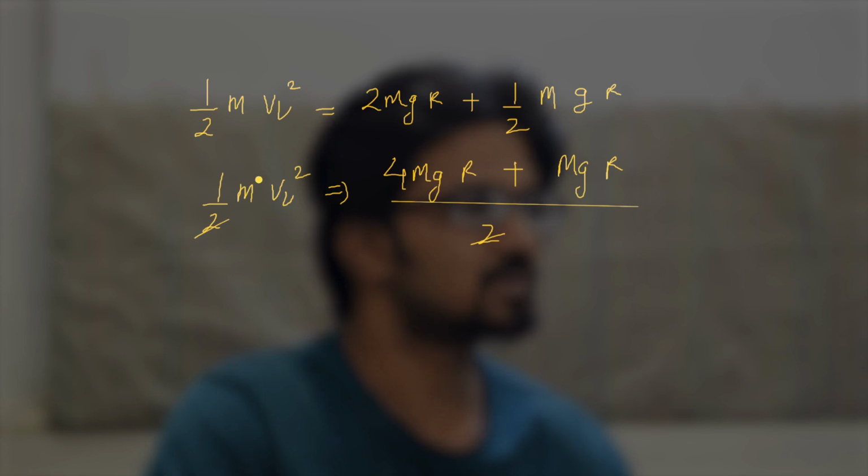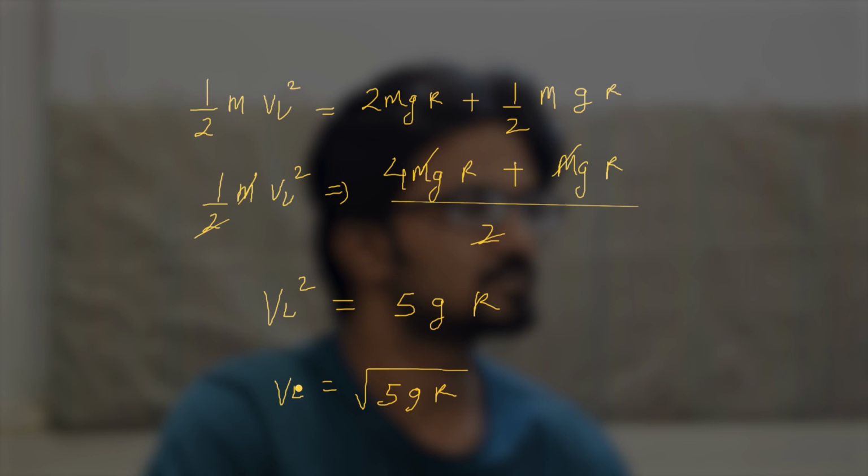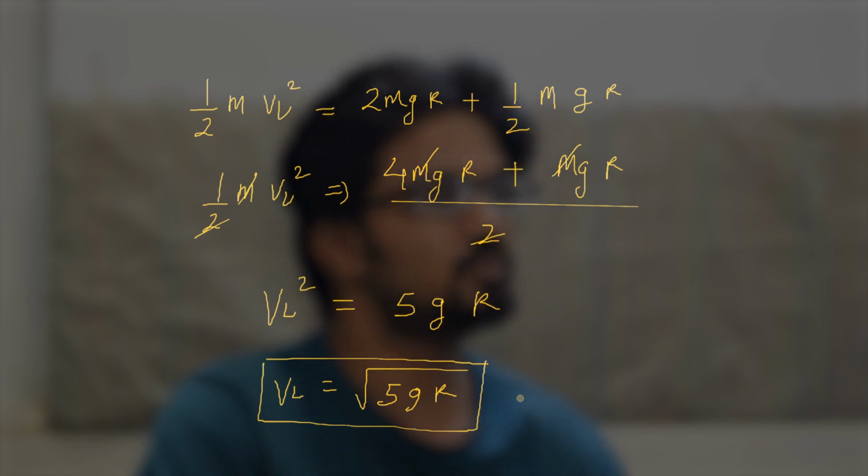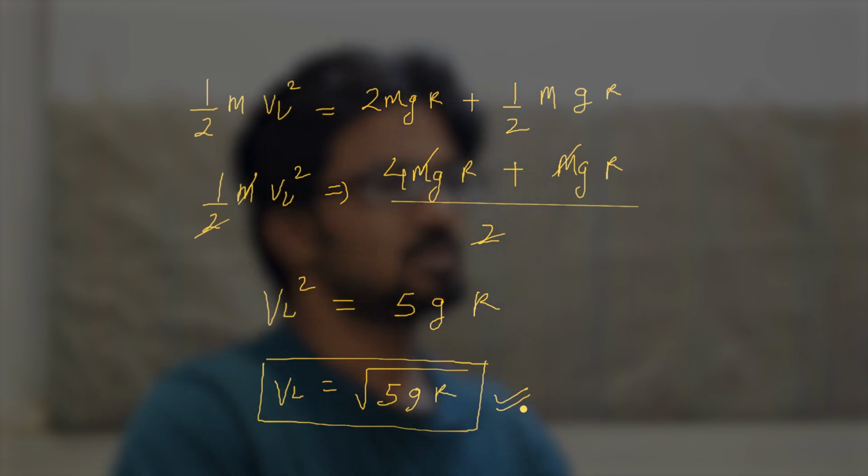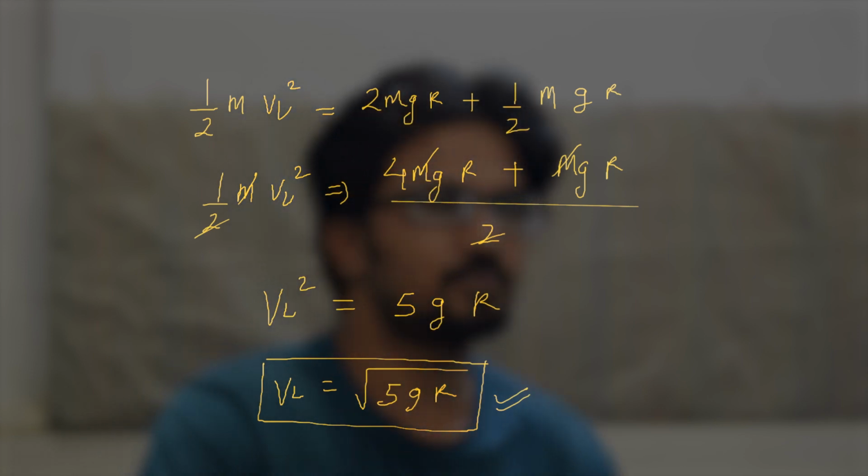We can cancel the mass from the entire equation, and we can write VL square as nothing but 5gr. So VL is equal to under root of 5gr. So this is the minimum velocity that would be required at the lowest point to reach the top.